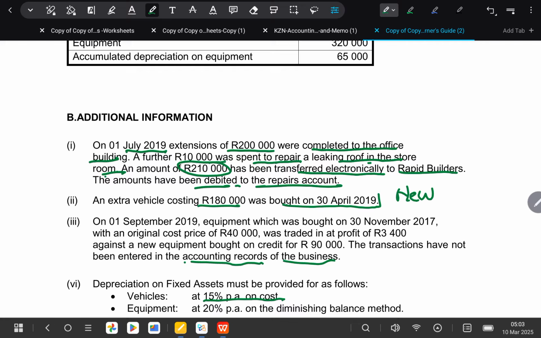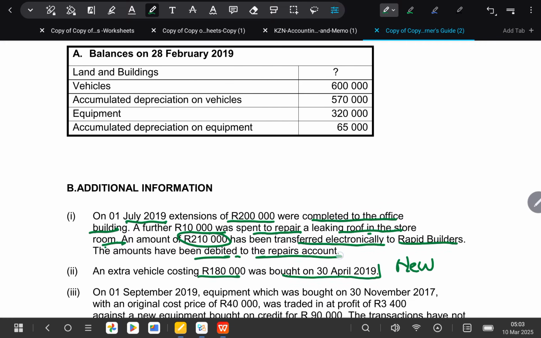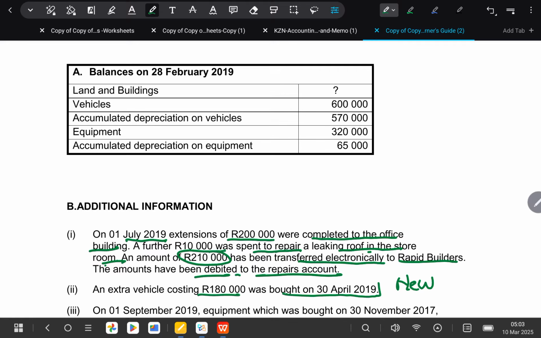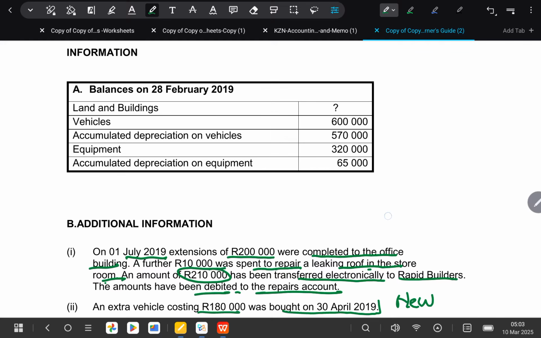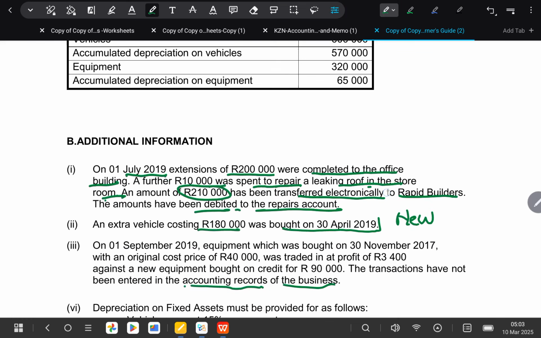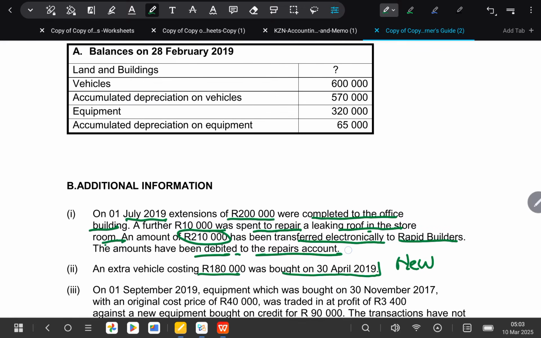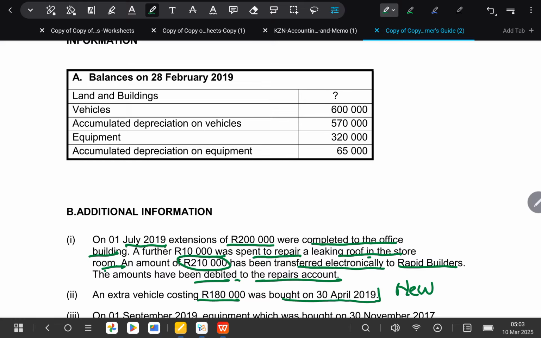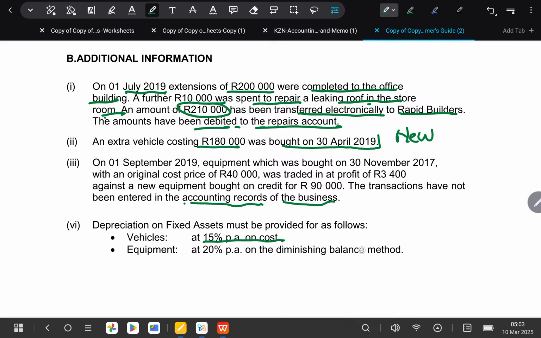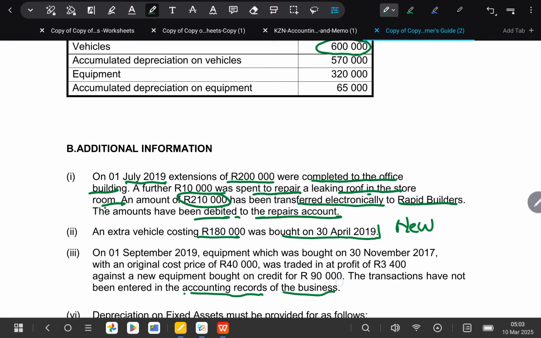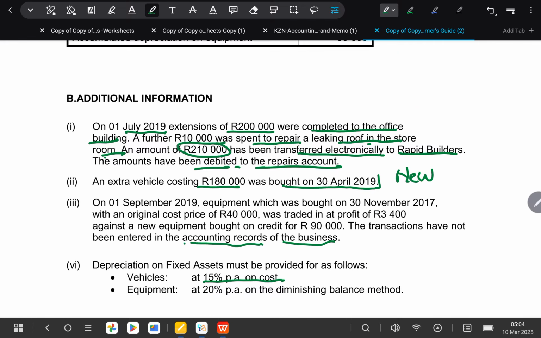Now let's deal with the part where we are calculating depreciation for the old and the new vehicle. Let's start with that first. Remember, our year starts on the 1st of March 2019 and ends on 28 February 2020. That's what we need to keep in mind. According to this, our old vehicles cost 600,000, and they are depreciated at 15% per annum on the cost price.